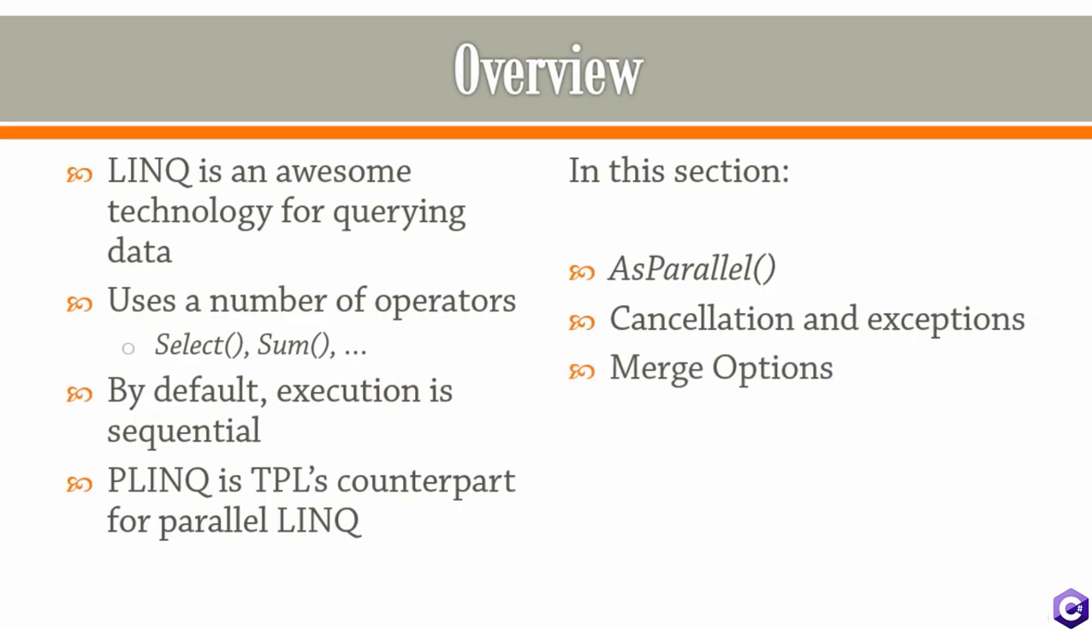Then we'll take a look at merge options, essentially the question of how quickly do you get your data once a parallel LINQ query has actually produced a value. And finally, we'll take a look at an advanced topic, which is custom aggregation. How do you write an aggregation which takes into account the fact that the query is happening in parallel using different tasks?